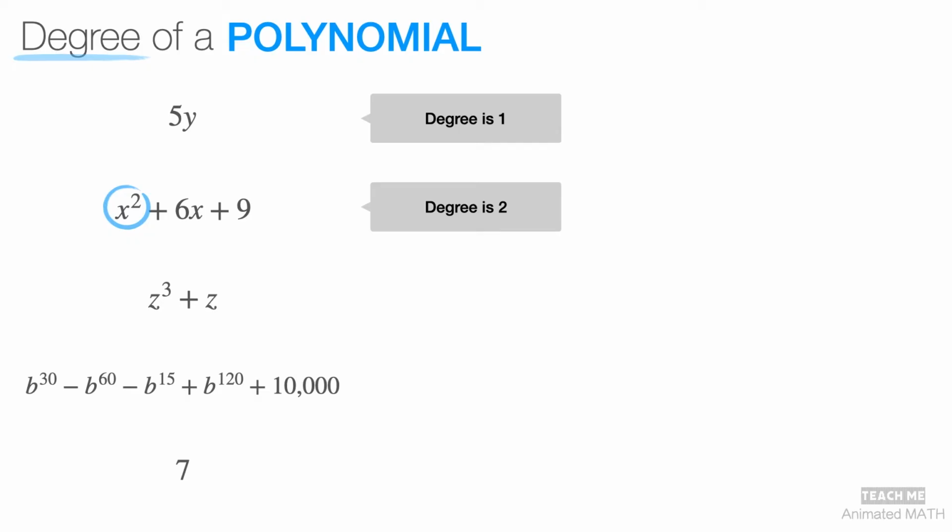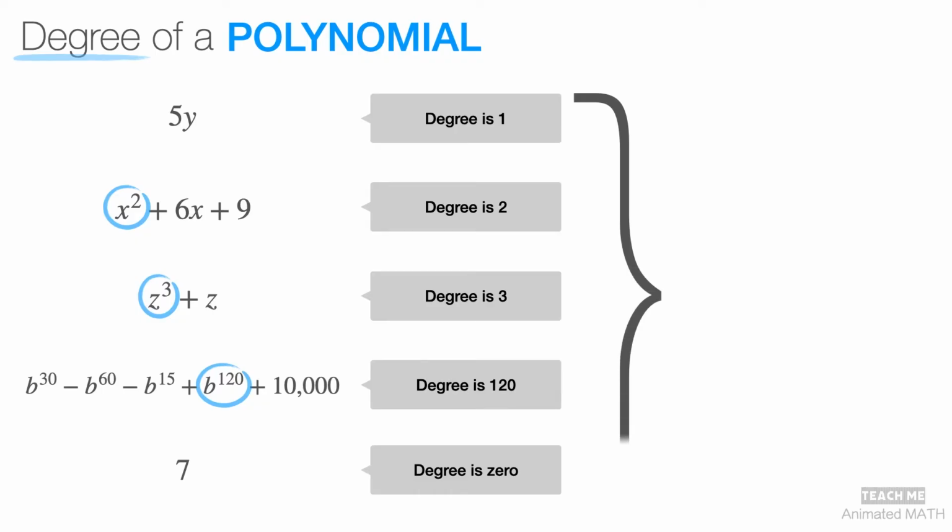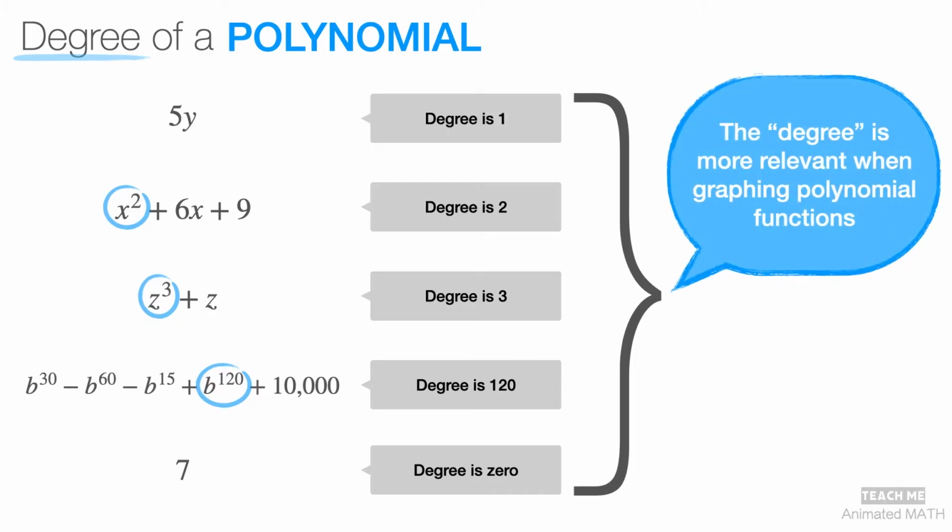This is a binomial, and the term with the largest exponent is z cubed. Therefore, its polynomial degree is 3. This is a polynomial with 5 terms, and the 4th term has the largest exponent. This polynomial has a degree of 120. This polynomial is just a constant, which means that its degree is simply 0. Knowing the degree of polynomials will be more relevant when you start graphing these functions. But that is a more advanced topic that we will discuss in another video.